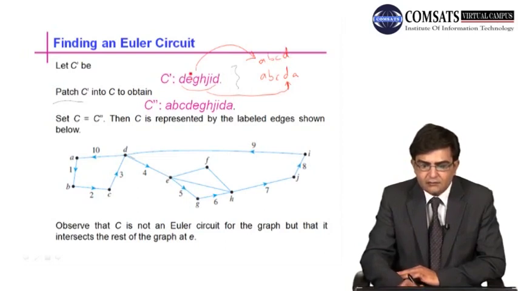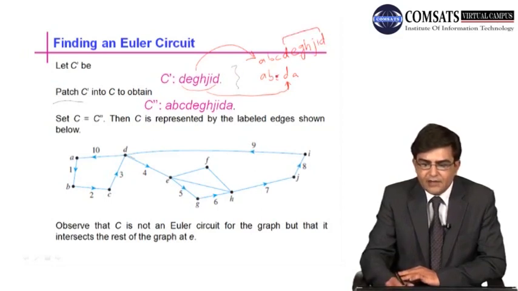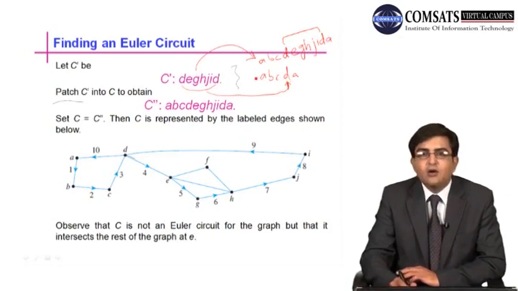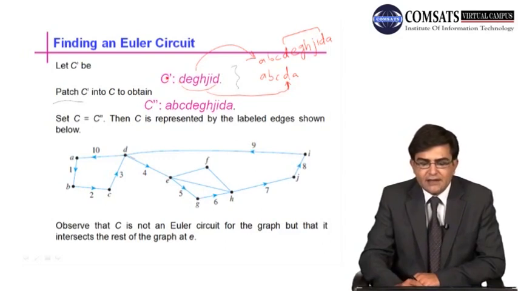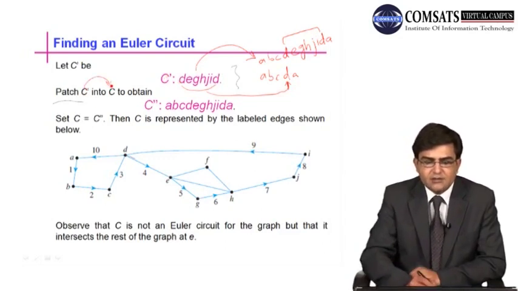Now here with D we have E, G, H, J, I, D. Now suppose this is D to D, and here we have after D, A, so we write here A. Now this is how we patch up C dash into C.